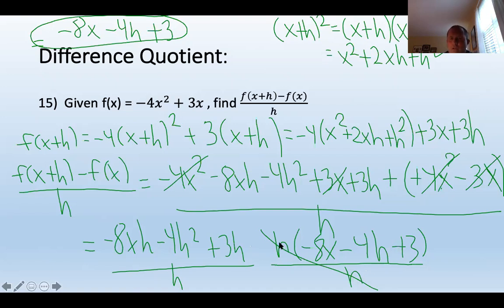Now the h that we factored out and the h in the denominator can be canceled. They cancel each other out. And all we're left with here is -8x minus 4h plus 3, which would be your final result for this.